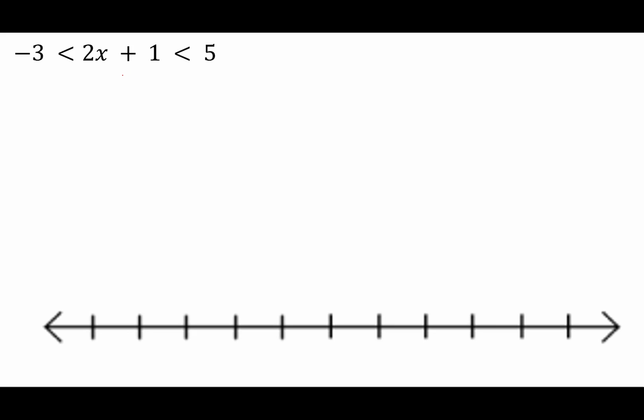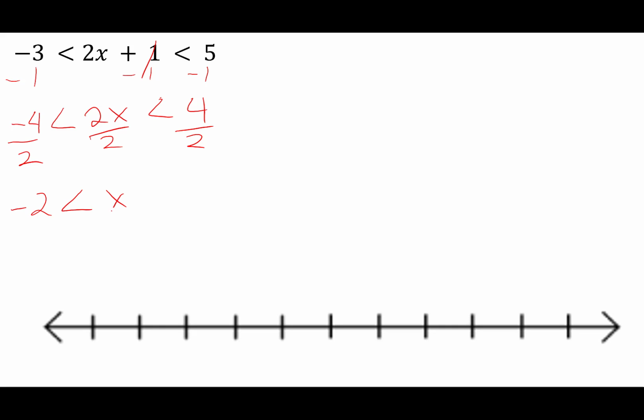So we always start by undoing addition subtraction. Okay, -3 minus 1 is a -4. Less than, I still have the 2x, that canceled out, less than 4. Divide both sides by 2, and I get -2 is less than x, which is less than 2.